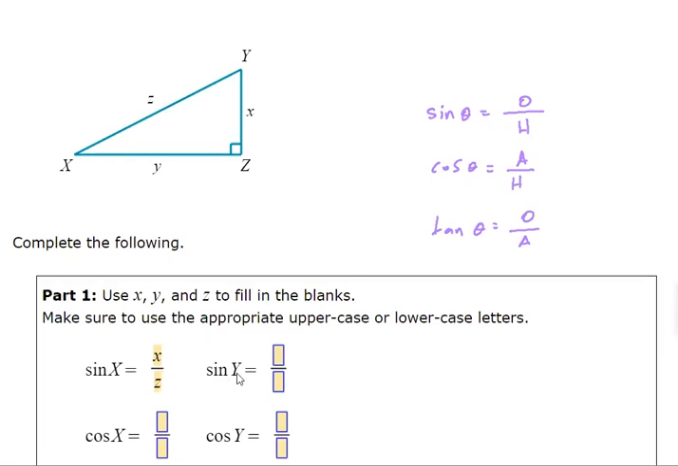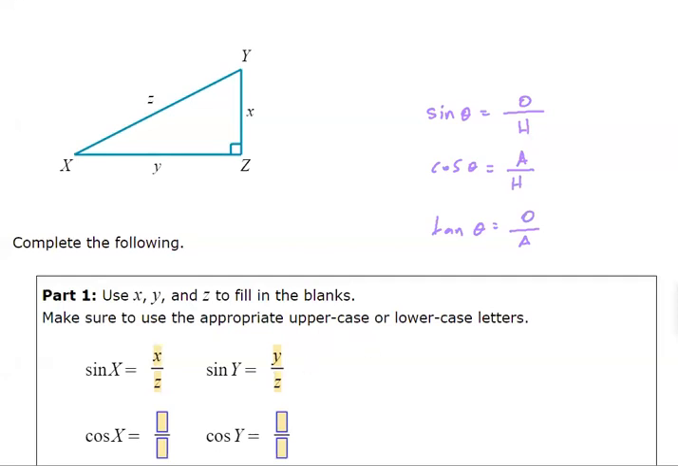For sine Y, we now refer to this angle. Looking for the sine of Y, the opposite side for this angle is the side y, so we write y and divide by the hypotenuse. The hypotenuse is still z. So that is sine X and that is sine Y. That wasn't too bad.